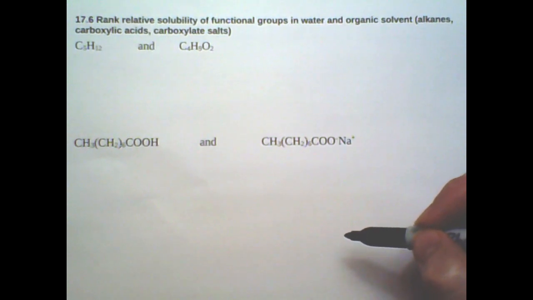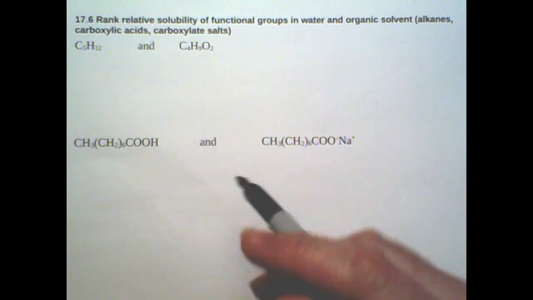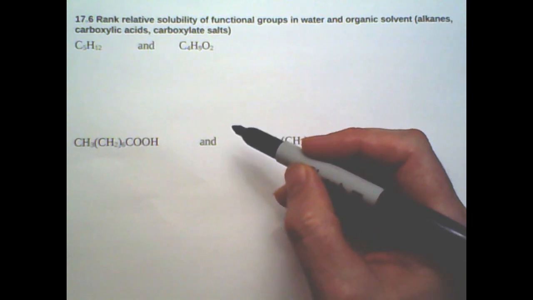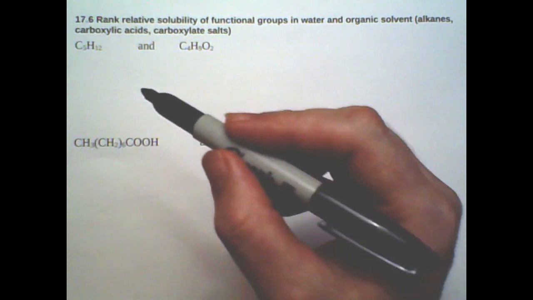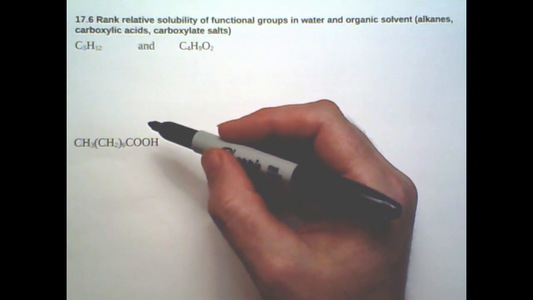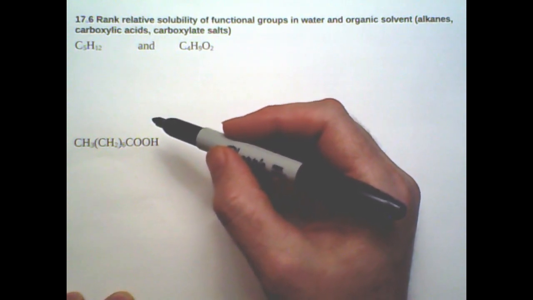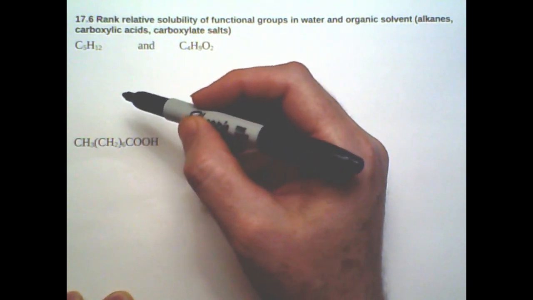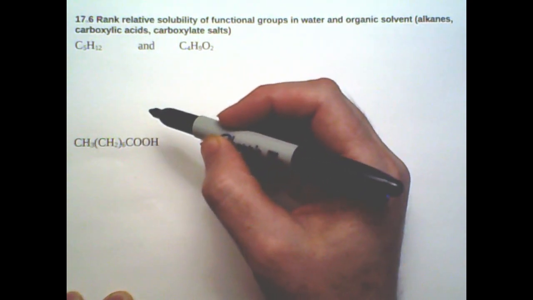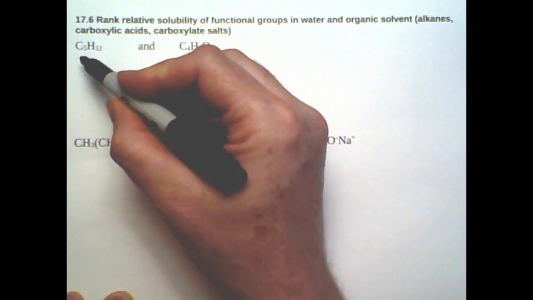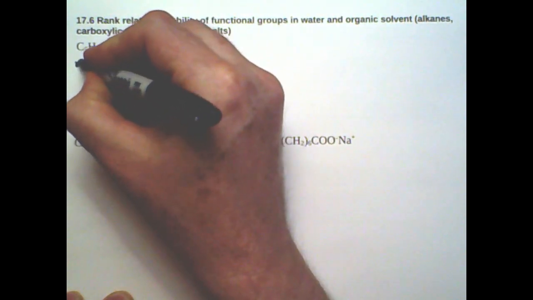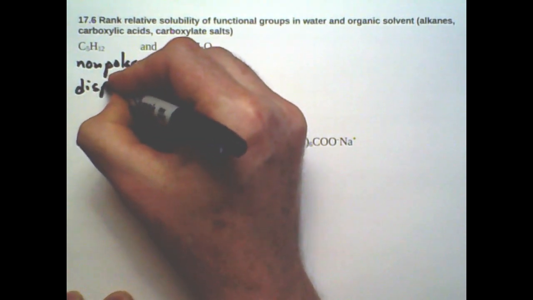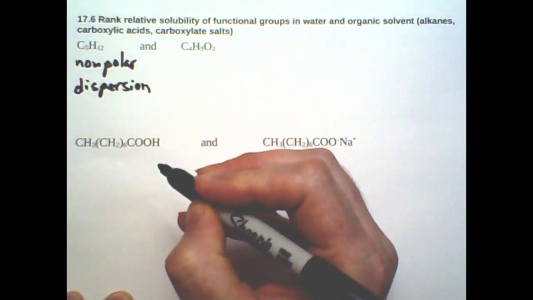For solving problems like these, where you're ranking relative solubility of different compounds in water and organic solvents, you can refer to your reference sheet that looks at intermolecular forces and how different kinds of functional groups are more soluble in different solvents. I did a video on this, and I have a reference sheet. I highly recommend you memorize this reference sheet, where you can look at something like C5H12 and say that is a nonpolar molecule. And so its intermolecular forces are going to be dispersion forces, and they are very weak.